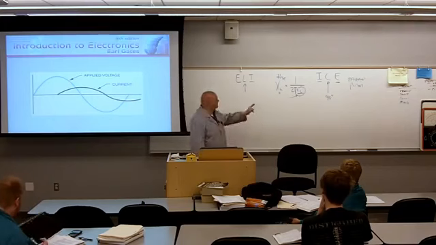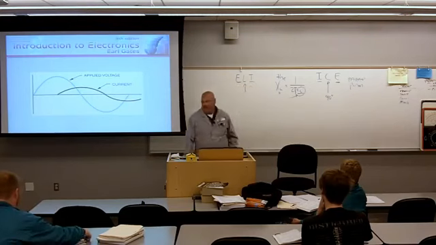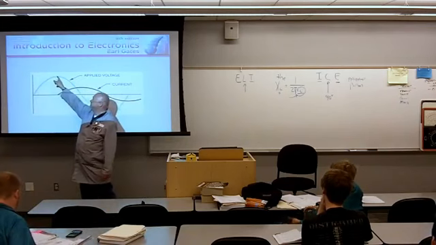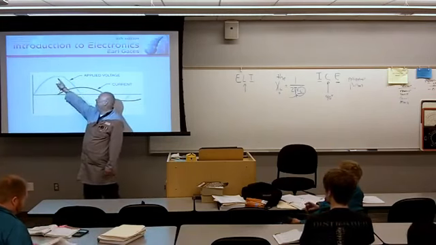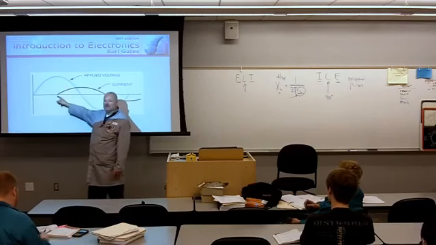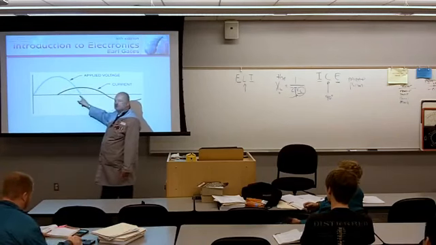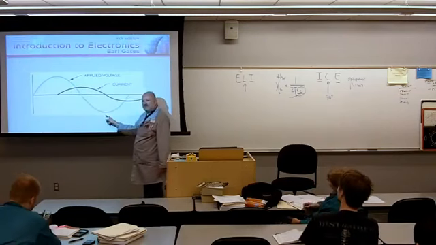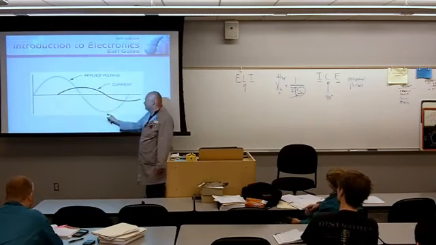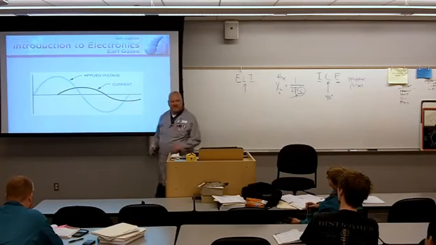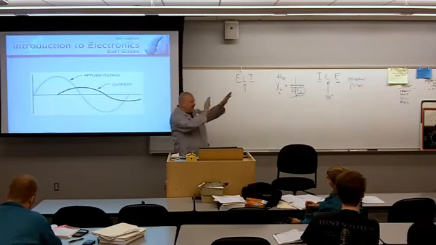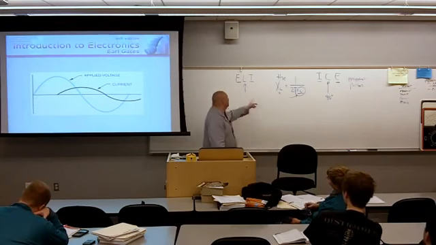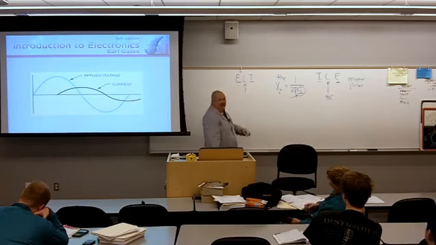ELI: in an inductive circuit, voltage leads current. Is this an inductive circuit? Yep. Voltage is leading current by 90 degrees. When voltage is at 90, current's at 0. When voltage is at 180, current's at 90. When voltage is at 270, current is at 180. When voltage is at 360, current's at 270. So current is constantly lagging, or we could say voltage is leading.